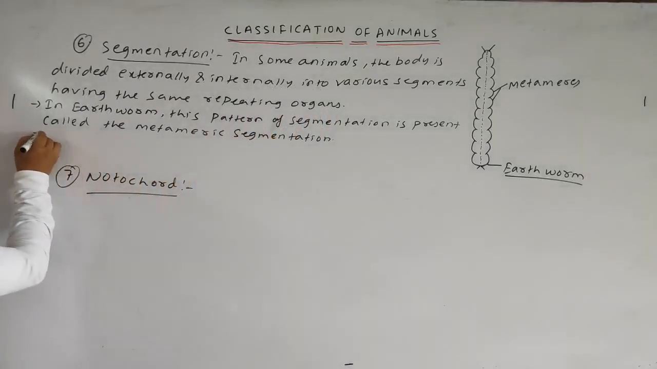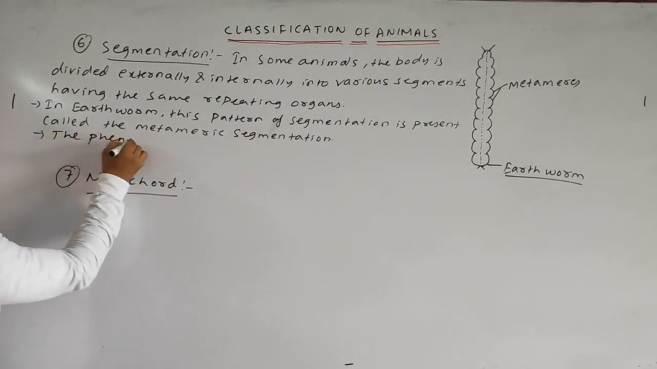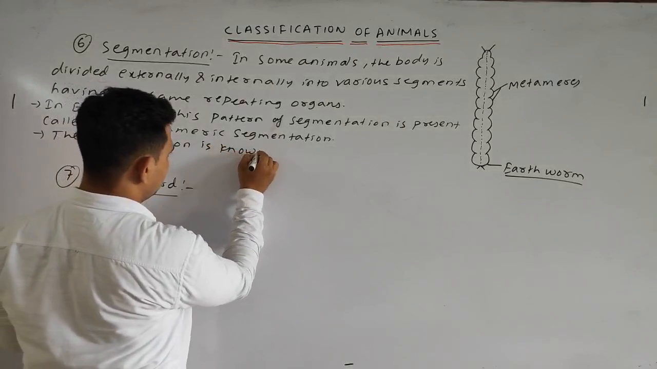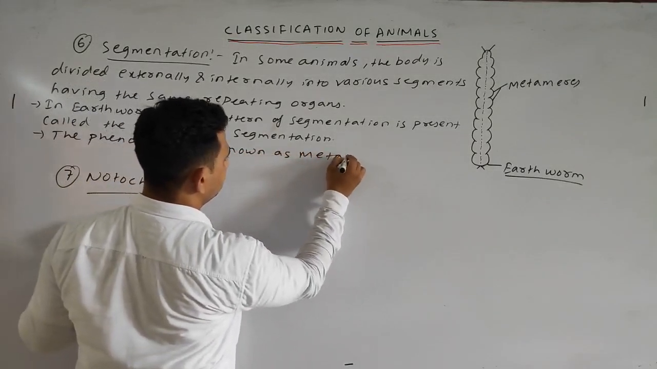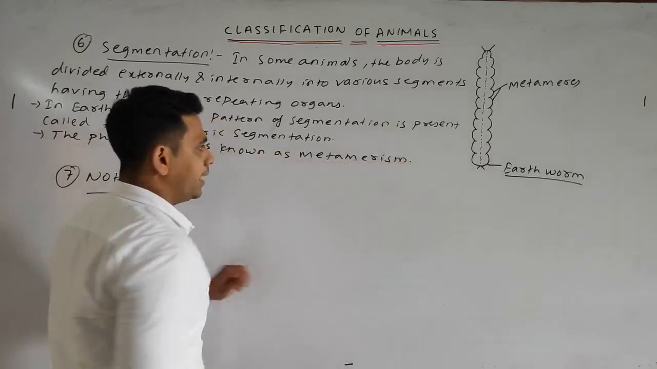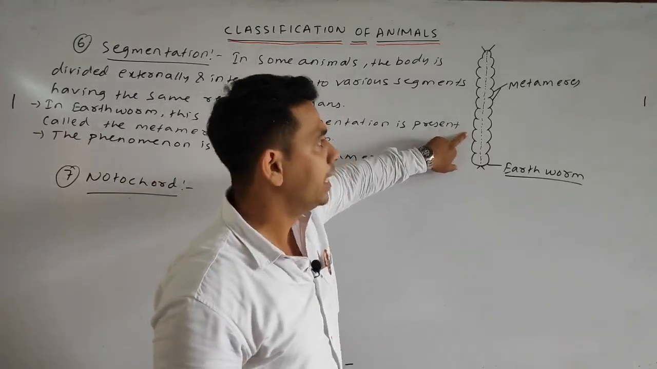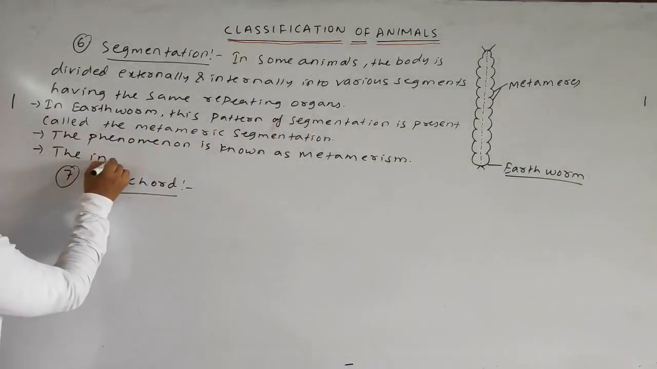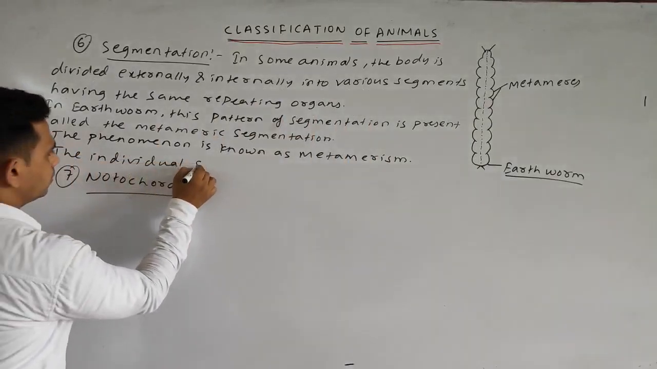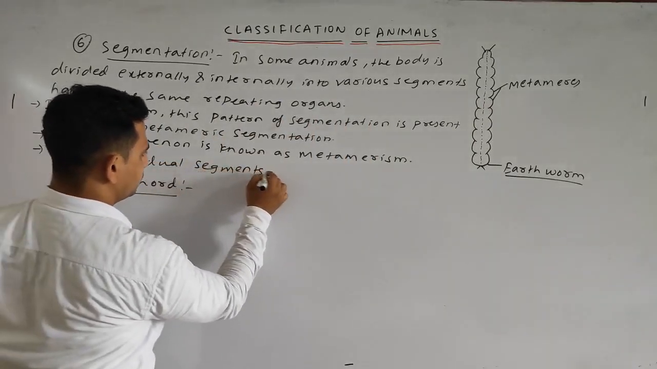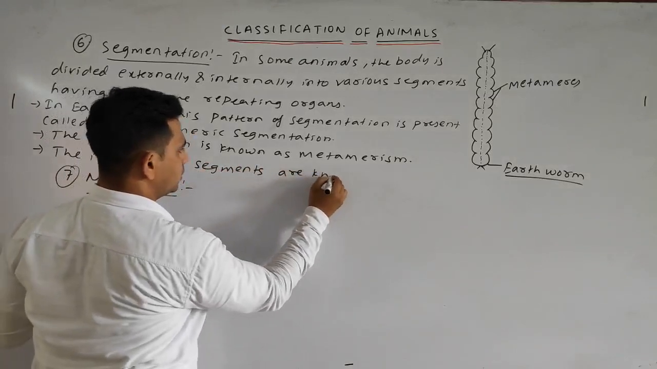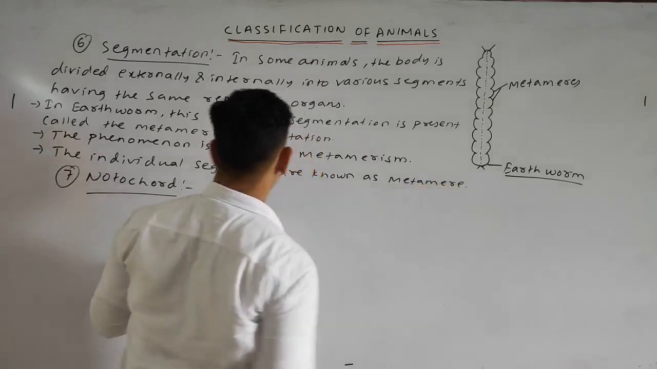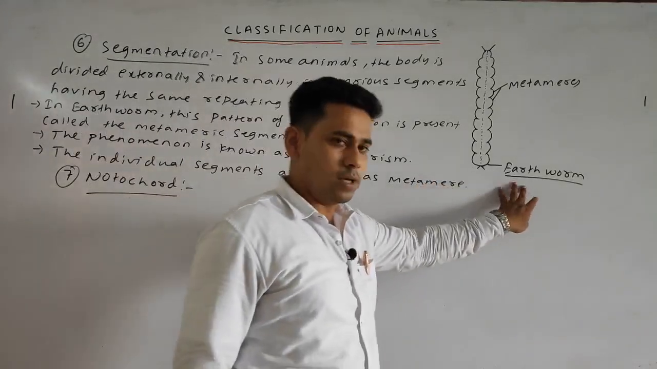The phenomenon is known as metamerism. Okay, and the individual segments are known as metamer. If you are taking the plural, then metameres. The individual segments are known as metamer. Okay, students, here we have taken the case of the earthworm.